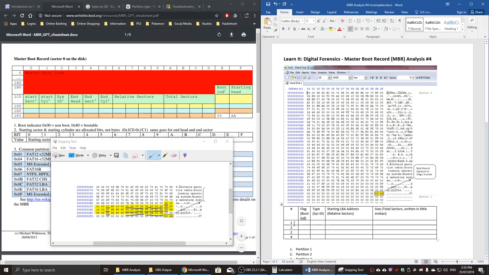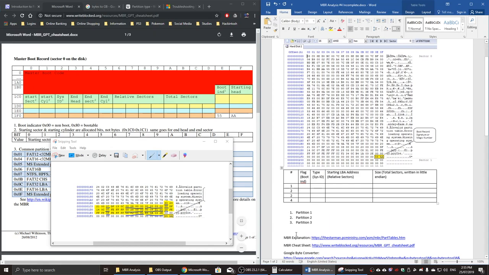So I'll start filling out my table here, and if I've covered some of the numbers, you can always go back to this table and validate them. When you're writing hex digits, remember to put 0x in front, so you can identify hexadecimal as opposed to a decimal number. So 0x80 is the boot indicator for partition 1, partition 2 is 0x00, and partition 3 is 00 again. The system ID for partition 1 is 0x07, then 0x07 again, and then 0f for the last partition.